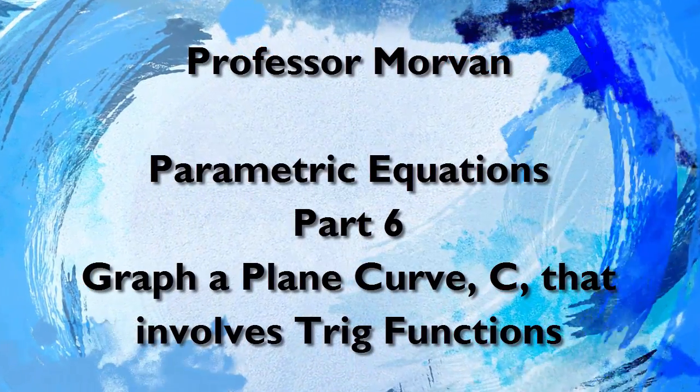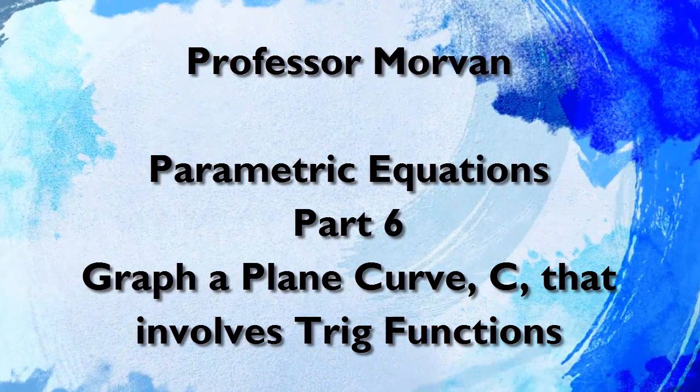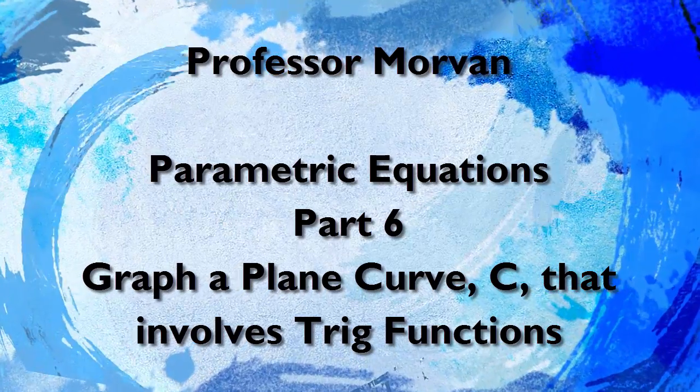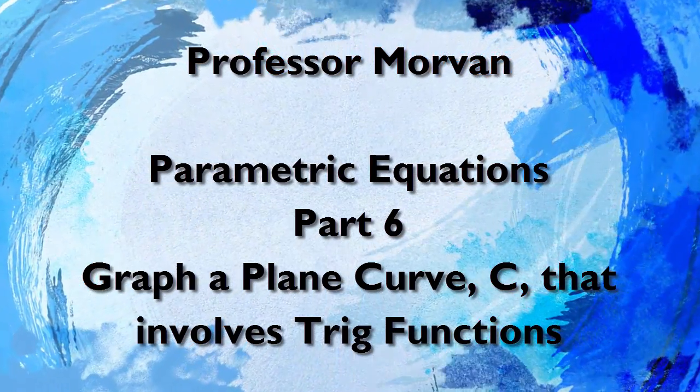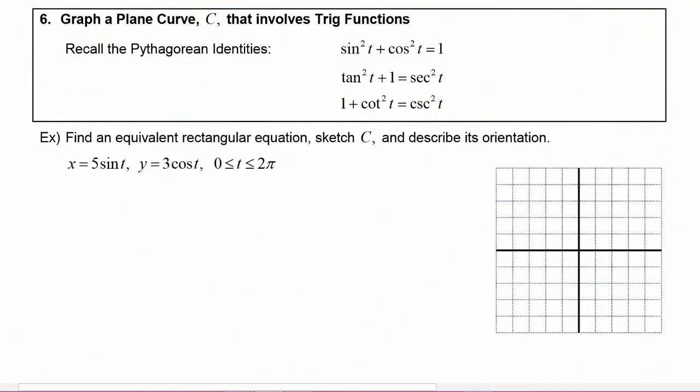In part 6 of our lesson on parametric equations, you will learn how to graph a plane curve, C, that involves trig functions. Recall that the Pythagorean identities we learned earlier this semester are sine squared of t plus cosine squared of t is equal to 1. Tangent squared of t plus 1 is equal to secant squared of t, and 1 plus cotangent squared of t equals cosecant squared of t.